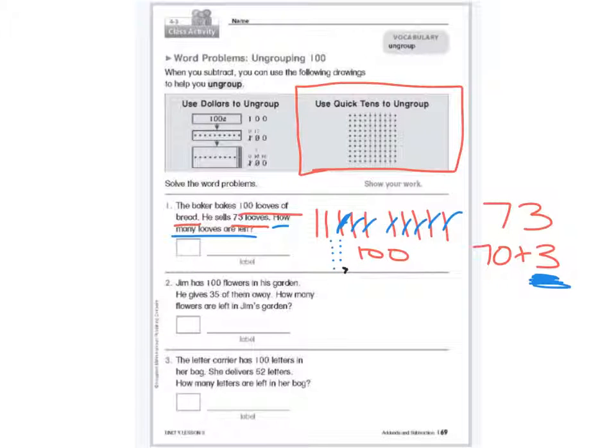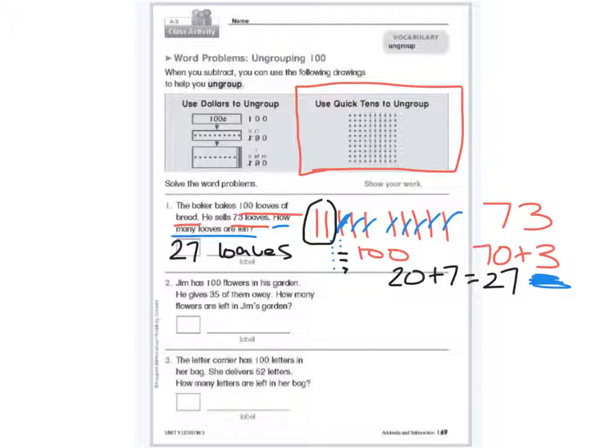1, 2, 3. And then I can see how many ones I have left. I have 1, 2, 3, 4, 5, 6, 7 ones left and 2 extra tens. So 2 tens plus 7 ones is 27. So my answer is I have 27 loaves left.